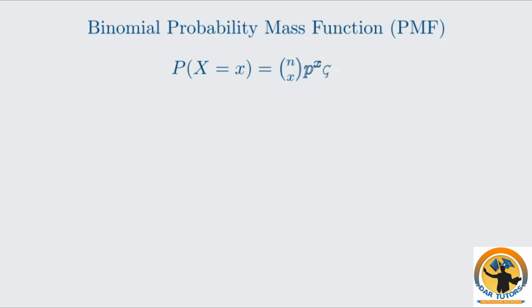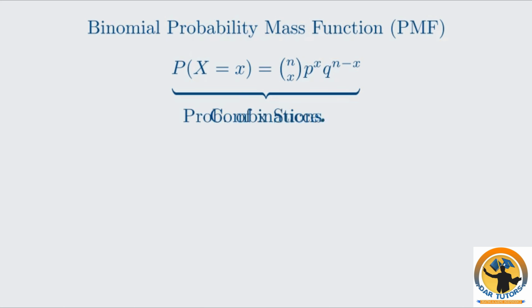The formula is P of x equals n choose x times p to the power of x times q to the power of n minus x. Let's break this down. The first part, n choose x, is the binomial coefficient. It represents the number of different ways to get x successes in n trials. It answers the question, in how many combinations can these successes occur?